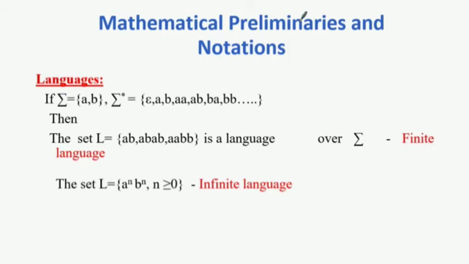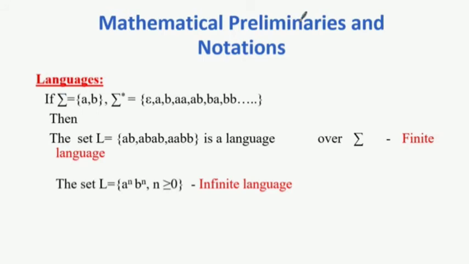We can say that this is called a finite language. But what is meant by a finite language? The set of strings included in the language is limited. When you take this example here, you have only 3 strings: a, b, ab. There are 3 strings. This is called a finite language.